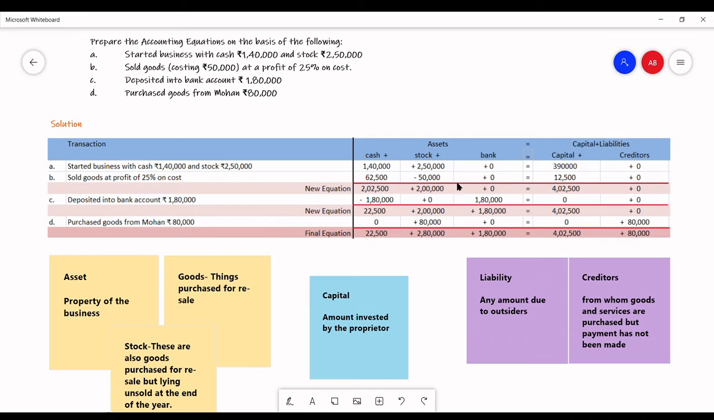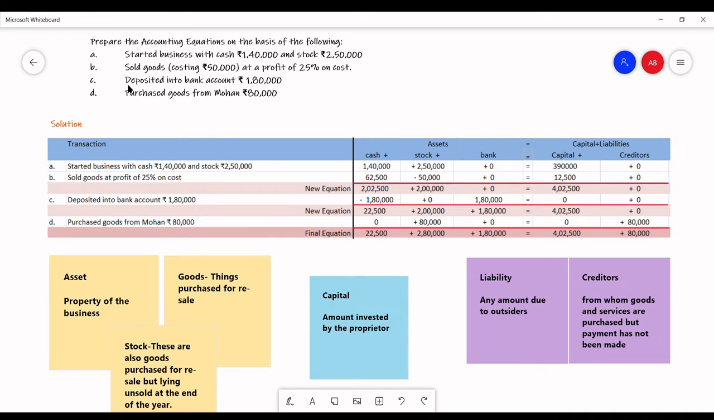Now, this also again verifies my accounting equation. The left hand side, that's my asset balance, is equal to the balance on my right hand side, that is capital plus liability. Now I have drawn a line and done the total to find out my new equation. So my new equation stands at cash 2,02,500, stock 2 lakh, bank is 0, capital becomes 4,02,500. Since there are no balances for bank and creditors in the previous two transactions, I have written 0 for my convenience. So I have found out my new equation. Now we will move on to the next transaction.